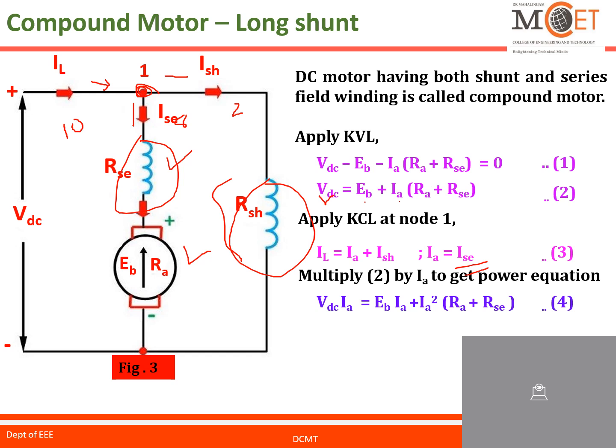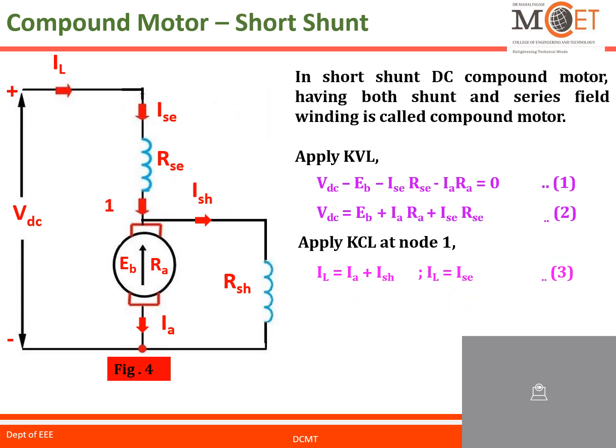Then the power equation: you just multiply by IA. So VDC into IA equals EB into IA plus IA square into RA plus RSC. This is the input power, this is the mechanical output delivered, and this is nothing but copper loss. So total power input equals mechanical output plus copper losses. So this is the representation of the long shunt compound motor.